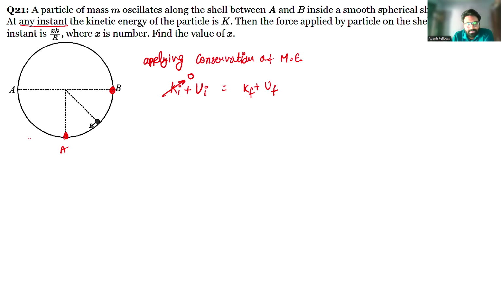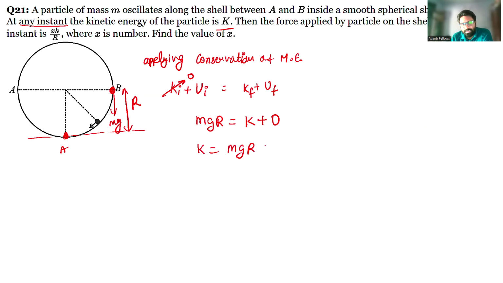But if you see, let's say this is the reference level, and this is capital R, the radius. So what is the initial potential energy? Let's say the mass of the particle is m, which is also given in the question. So potential energy is mgh, which is mg into R. Final kinetic energy at this particular instant is k, we are assuming, plus final potential energy at this instant is 0. So we have k is equal to mgR. This is equation 1.